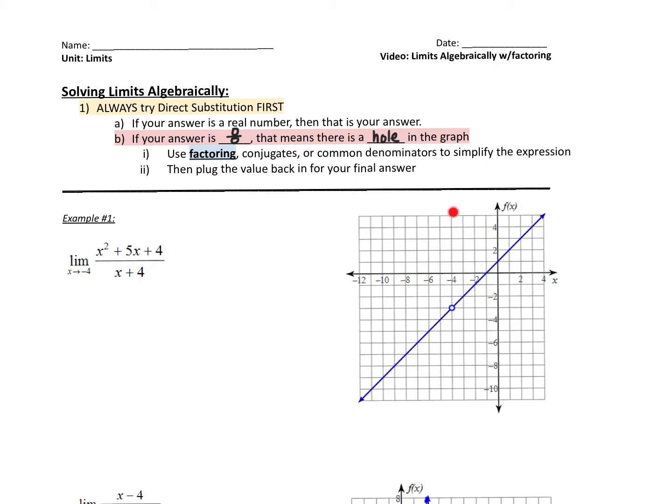So here's the graph right here of this function, this fractional function. It's called a rational function. So you can see that there's a hole here at x equals -4. So I want to find the y value as x approaches -4. But if you were to try this without the graph, you would say, okay, I learned direct substitution. So your first step would be direct substitution, and that's completely fine. So you would plug in -4 for every time you see an x.